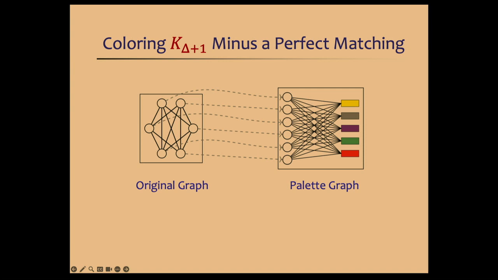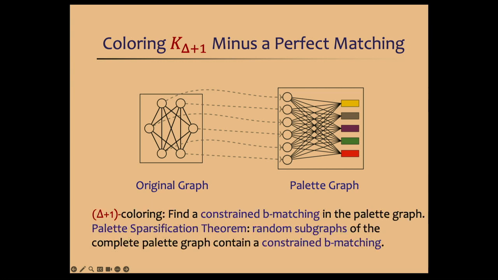When I look at the bipartite graph, on the left side I have Δ+1 vertices, and on the right-hand side I have Δ vertices. In any valid coloring, I will therefore have to assign to some color more than one vertex. Okay? So it's not anymore the standard matching problem. It's like a B matching problem.